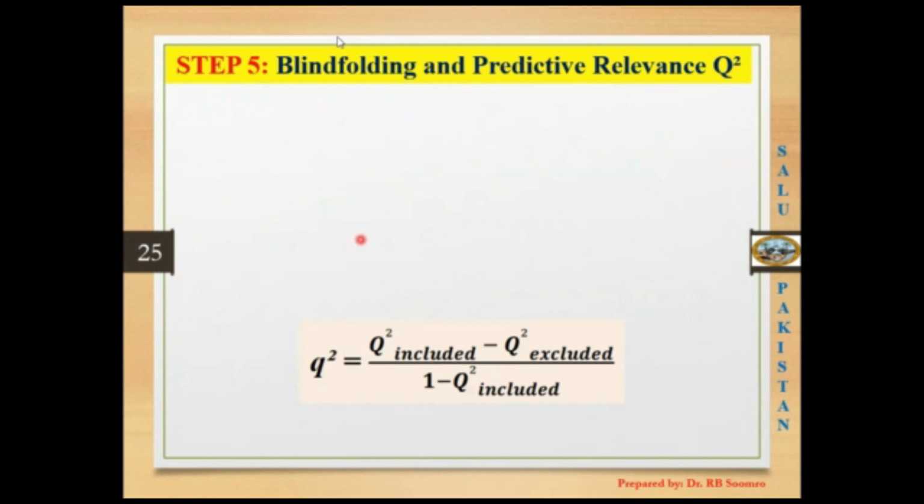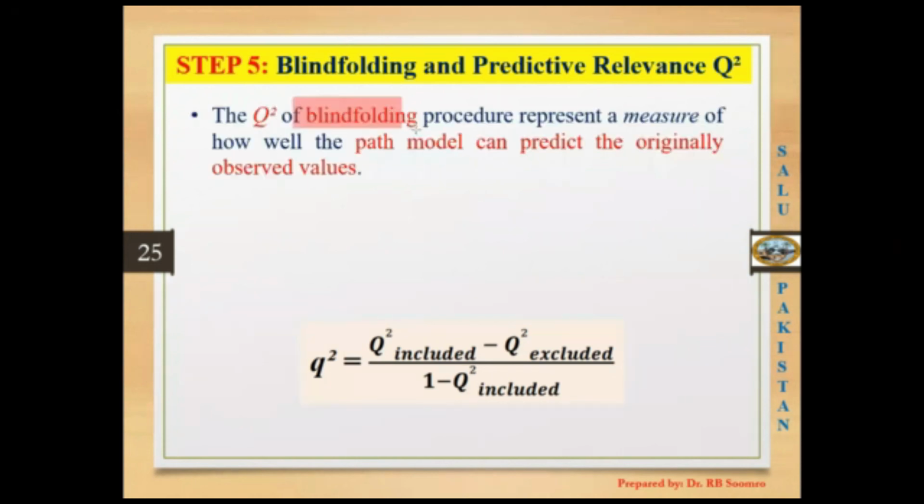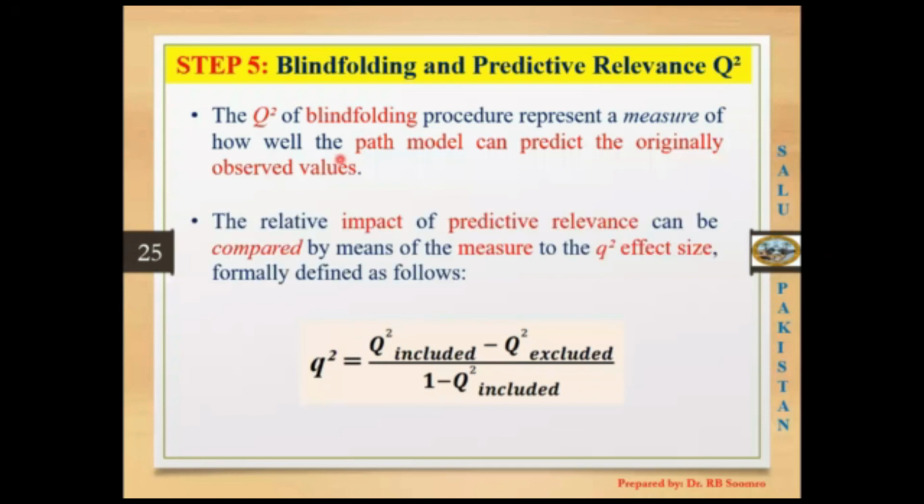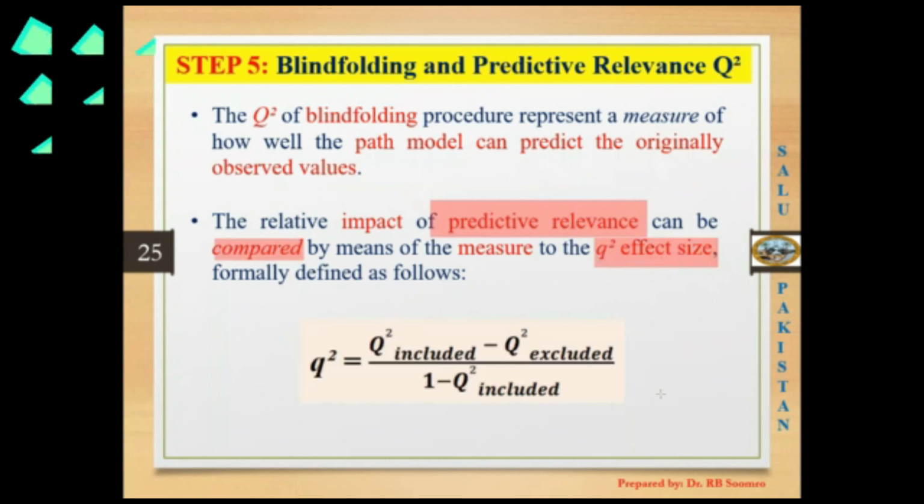Now the Q square of the blindfolding procedure represents the measure of how well the path model can be predicted originally from the observed values, the values which have been observed. And then the relative impact of the predictive values can be compared by means of the Q square effect size, which can be calculated with the help of this formula.